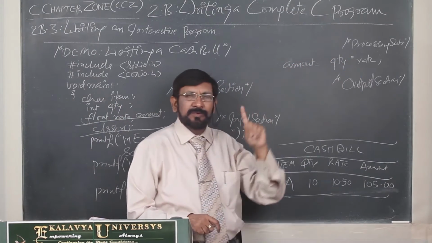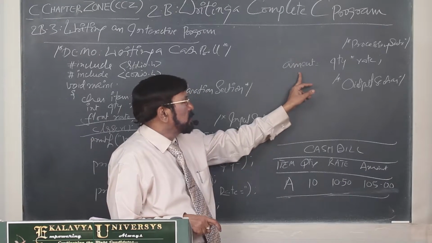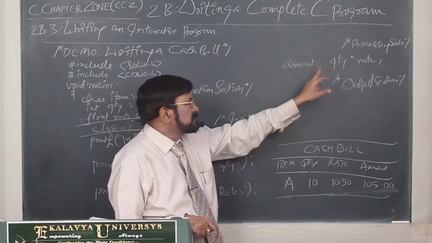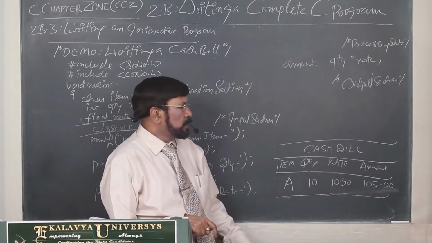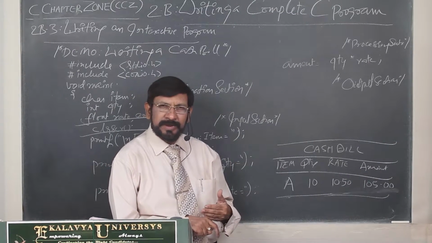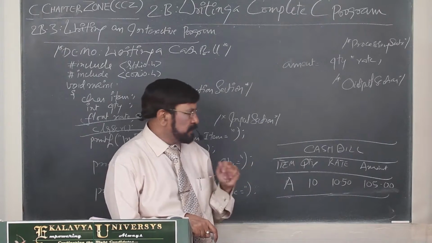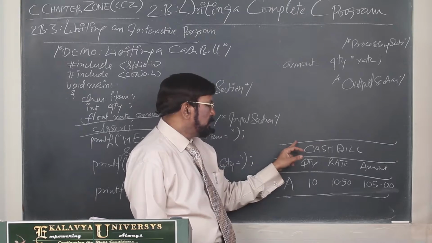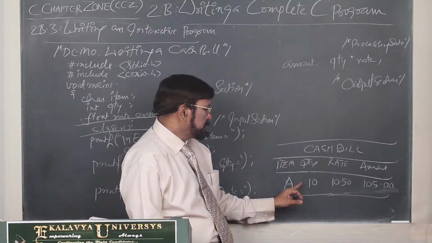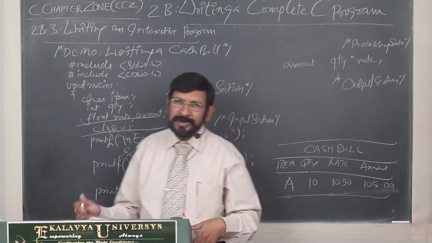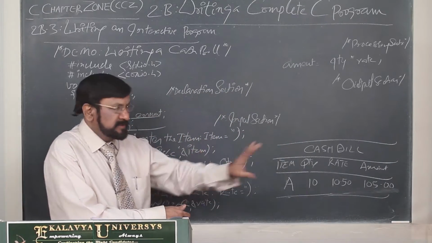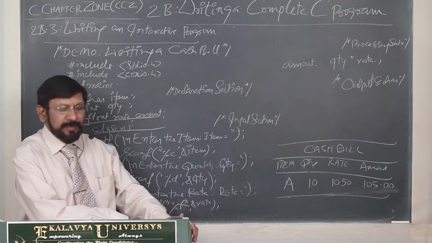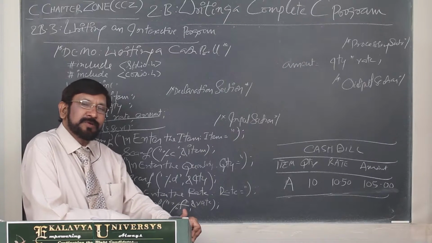Thereafter, the processing section: only one formula for calculating the amount. Amount is equal to quantity into rate. Then this fourth variable is also filled with this value. Thereafter, the output section. Already for many programs I explained, so I think you don't require any more explanation for that. With reference to this, you write output statements 1, 2, 3, 4, 5, 6, 7: 7 printf statements you have to write. Only by practice can you master them and write the printf statements. Thereafter, the 4 sections are there. You execute the program. This is your first complete program.